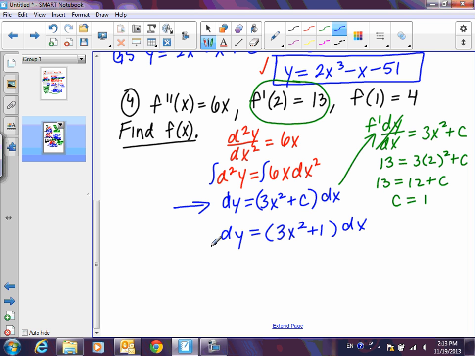Okay, so now I'm going to integrate again. I know I can integrate because I have d's on both sides. That's the only way we know we can integrate both sides, because there's already a d there. From here on out, it's just going to be like the other problem. y equals, what's the antiderivative of 3x squared? x cubed, plus x plus c. And now we're ready to use f of 1 equals 4.